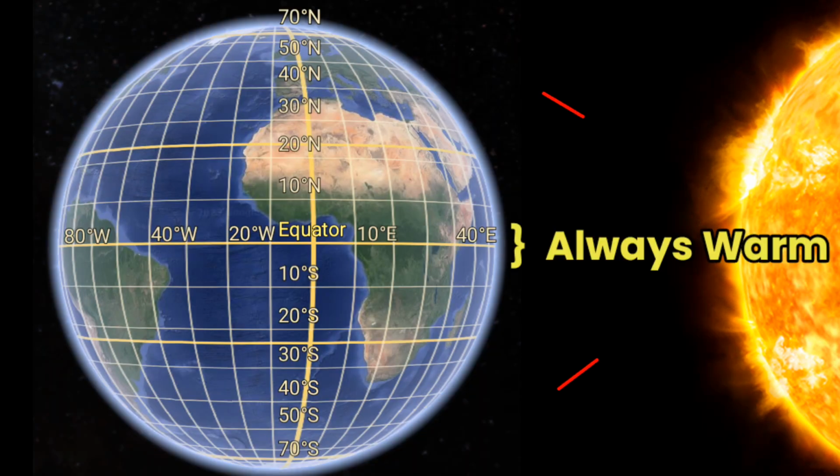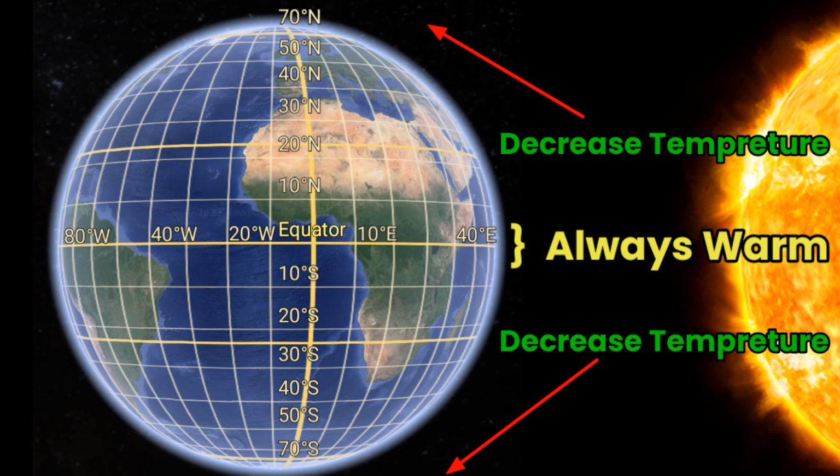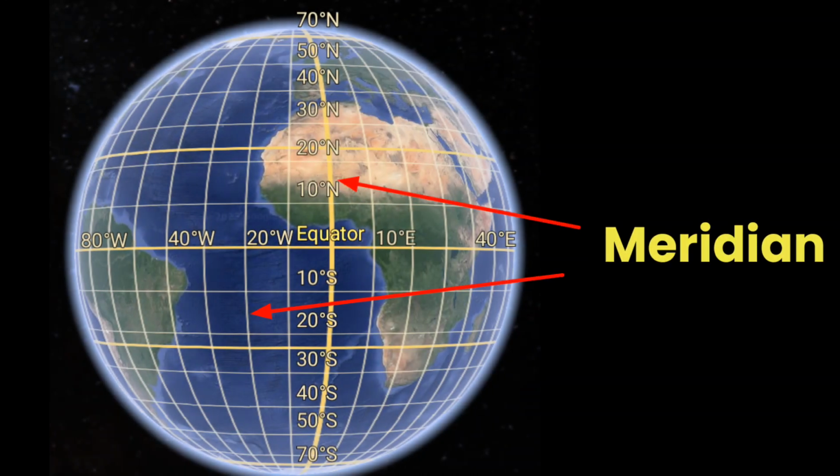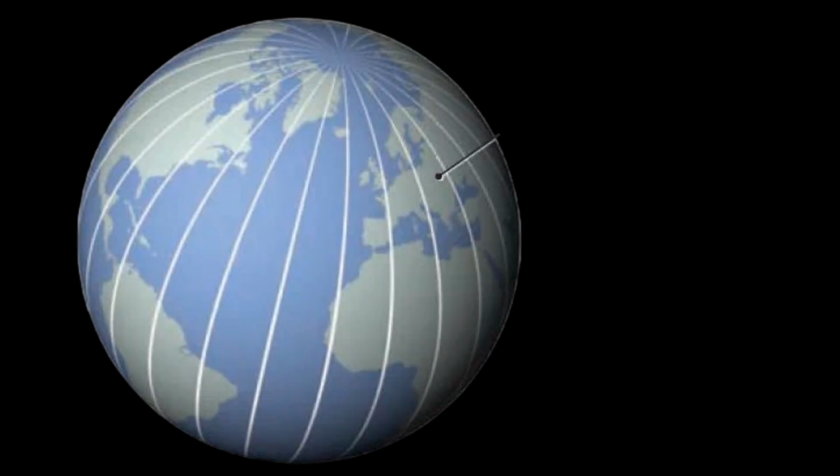The lines of latitude have an effect on the weather. The equator always experiences warmth, and as we move towards the north or south, the temperature gradually decreases. Now let's learn about the meridians. As mentioned before, the vertical lines drawn on the globe or map are called meridians of longitude.